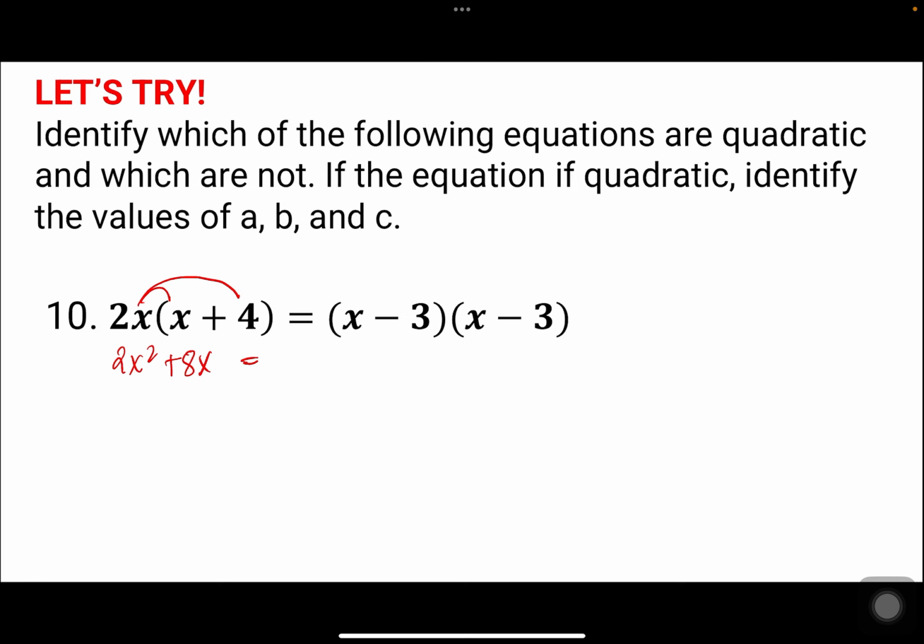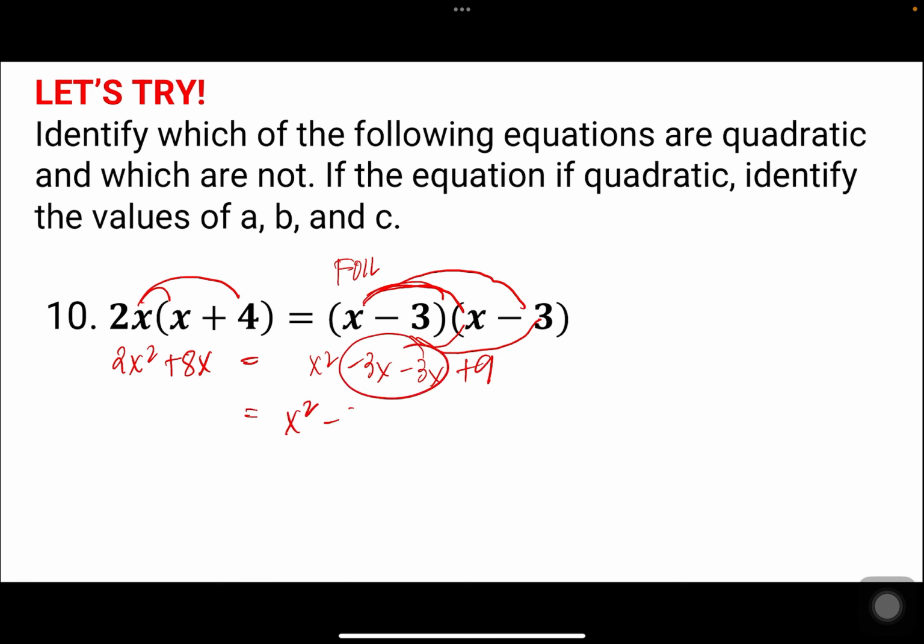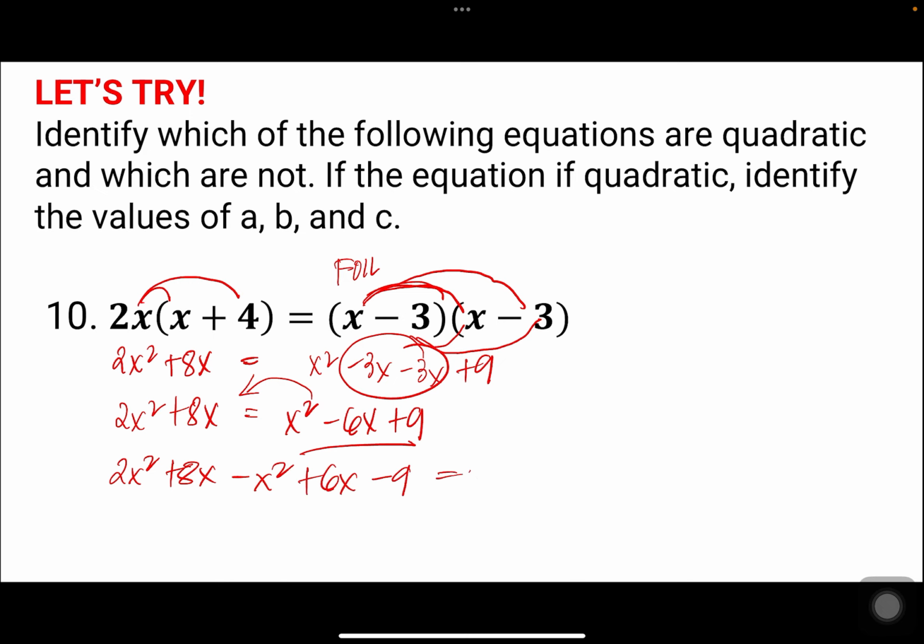Equal kay, eto FOIL method na lang yung gamitin natin. So, x times x is x squared. X times negative 3 is negative 3x. Negative 3 times x, negative 3x. Then, negative 3 times negative 3 is positive 9. So, ito pwede natin pagsamahin. Magiging x squared minus 6x plus 9. So, 2x squared plus 8x. So, lipat po natin lahat ito sa kaliwa. So, magiging 2x squared plus 8x minus x squared plus 6x minus 9 equal kay 0.